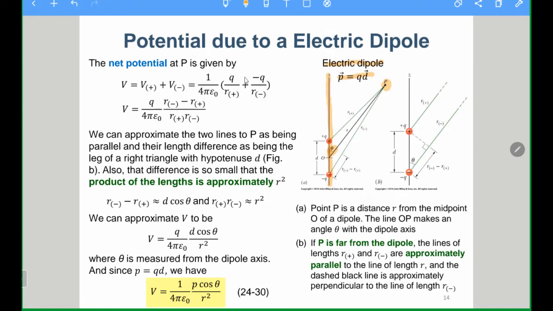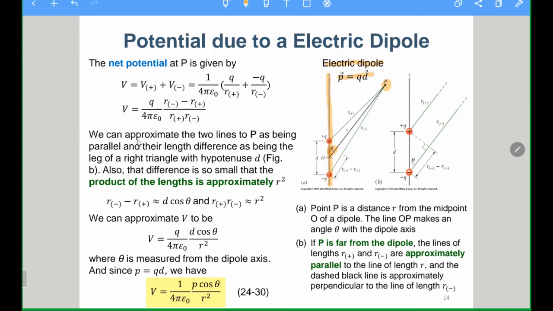And then we can try to multiply as a common denominator, R plus R minus. So we have Q as the common factor, so we can put it out. We have R minus minus R plus in the numerator. So we need to come up with this one.